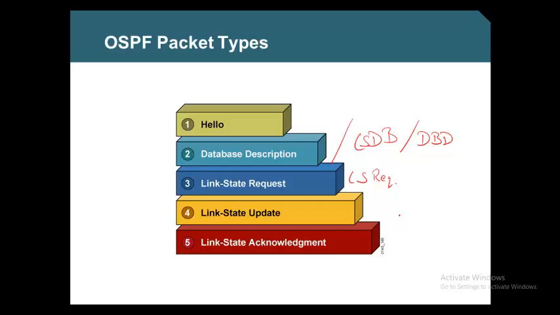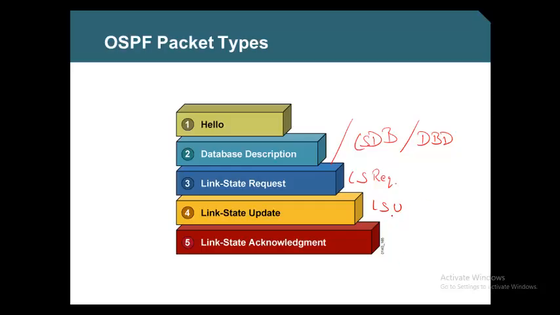See, I told you DBD is a summary. Because it is not detailed, there may be some doubts for the routers to get clarified. Those doubts are sent as LSR, link state request. And this doubt is received by the neighbor router. A neighbor router sends the clear information as a response to LSR, and we call that LSU, link state update.